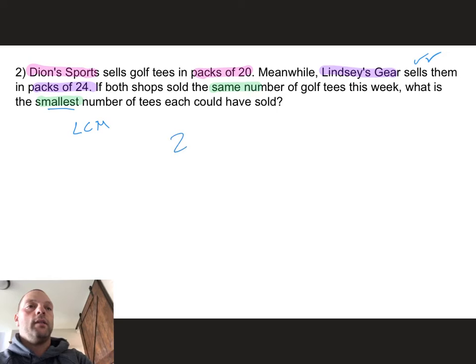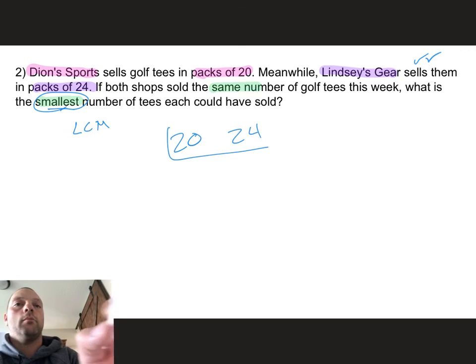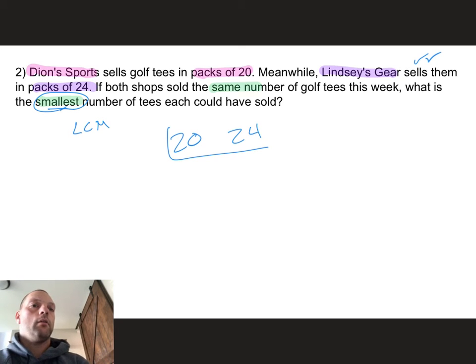So I'm going to take 20 and 24 because those are my two numbers that I have highlighted in here. And we're going to find our LCM of it, which is going to give us our smallest number. Okay, so 20 and 24, they both have a 4 in common. So 20 divided by 4 is 5. 24 divided by 4 is 6.